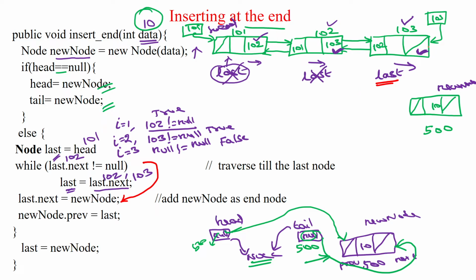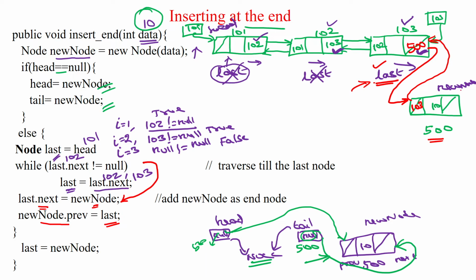Now last.next is updated with the new node. The new node address is 500. So last.next is updated with 500, written in the next field of the last node. Then, what is new node.previous? New node.previous will be written as 103. 103 is available in the variable last, so new node.previous is written as last. Now the link is created.